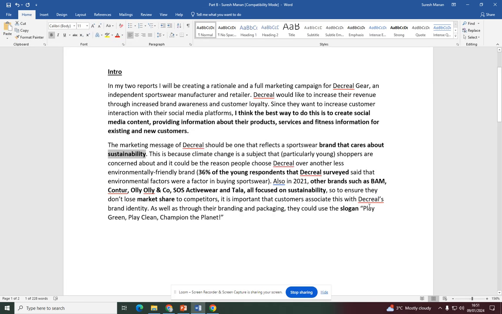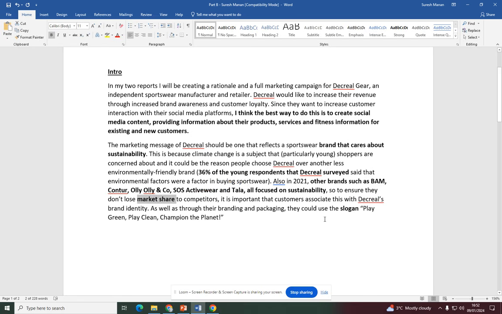And I haven't just made that up. What I've done is I've read the case study. In the case study, I saw that 36% of the people that they surveyed said environmental factors were a major factor in them buying sportswear. And I also know in the case study, in the part A, they said in 2021, there were other brands, smaller brands, that were all focused on sustainability as well. So I've used the word market share. They should also focus on sustainability, so they're not losing market share.